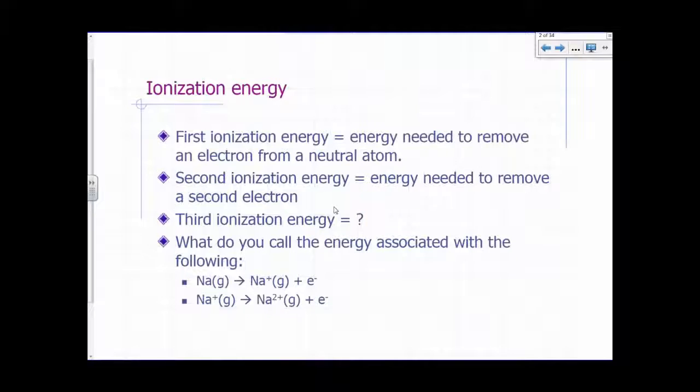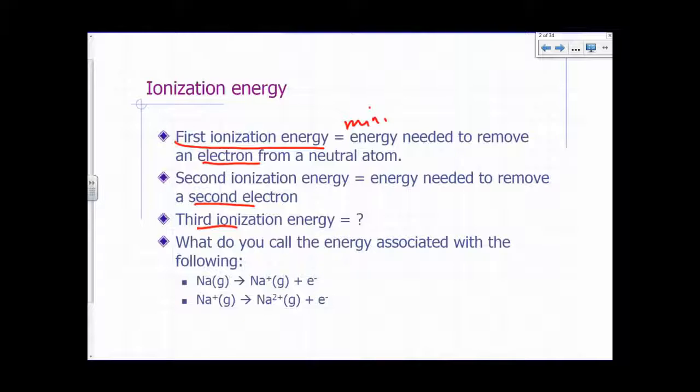The term first ionization energy refers to the energy that you need to remove one electron from a neutral atom. Okay, that's the minimum energy. Actually, that's the minimum energy that you need to remove an electron from a neutral atom. The second ionization energy is the energy that you need to remove a second electron after you've taken out the first electron. So that would be the third ionization energy. That would be the minimum energy you need to remove a third electron after you've taken out two electrons.